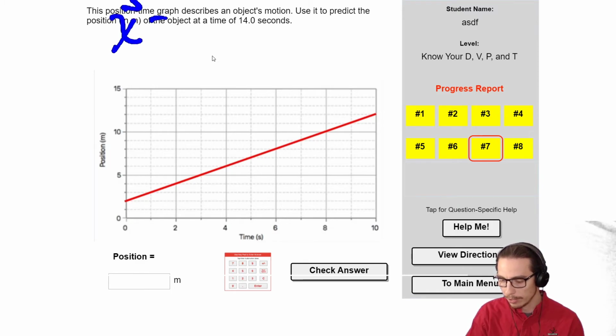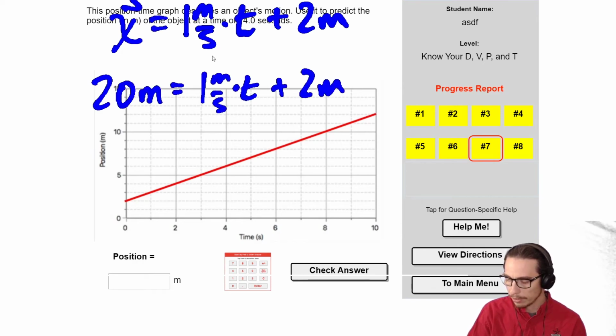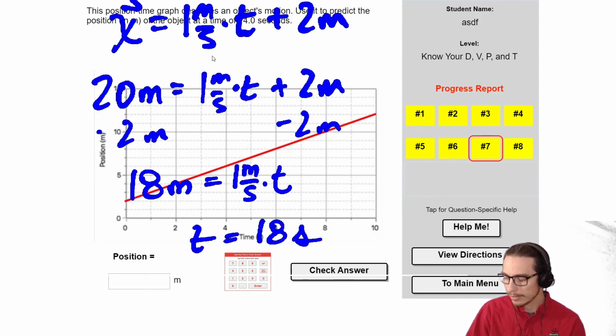Using the equation, I have the same slope times time plus 2 meters. Instead of plugging in time, now I have position. What did I say, 20 meters? So when is it going to be at 20 meters? Well, I have to solve for t. So I subtract the initial position from both sides. So I know the displacement is going to be 18 meters from where it started at 0. And it's going to do that at a rate of 1 meter every second. So something times 1 equals 18. That means it's going to be at time equal 18 seconds.